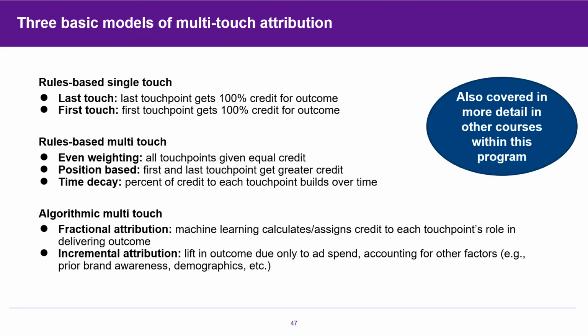There are three basic models of multi-touch attribution: rules-based single touch, either last touch or first touch; rules-based multi-touch, even weighting, where each touch point is given equal credit; position-based, where the first and last touch point get the greater credit; and time decay, where the percentage of credit to each touch point builds over time. And then the algorithmic multi-touch, using fractional attribution, where machine learning calculates and assigns credit to each touch point's role in delivering the outcome; and incremental attribution, with a lift in outcome due only to ad spend, accounting for other factors. And again, multi-touch attribution is covered in more detail in other courses within this program.